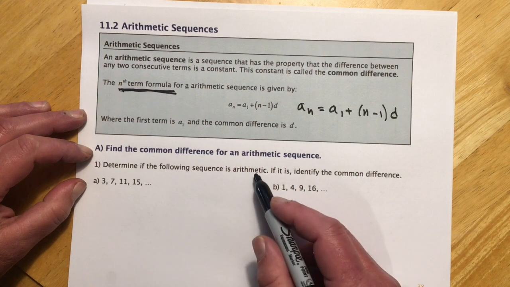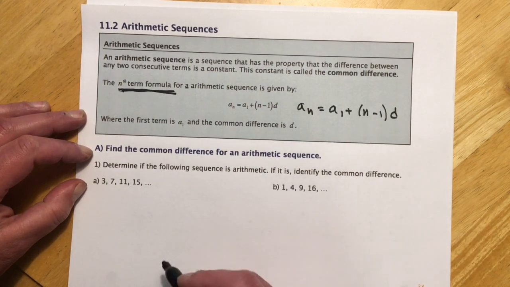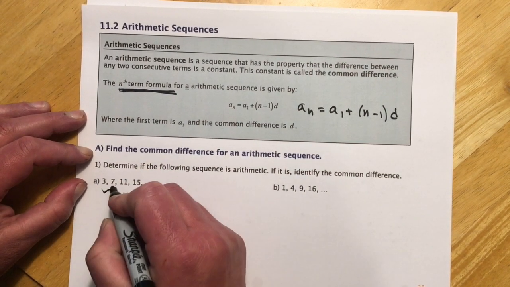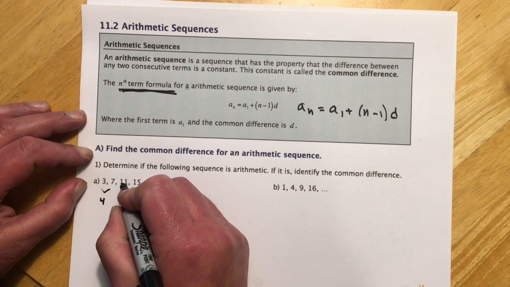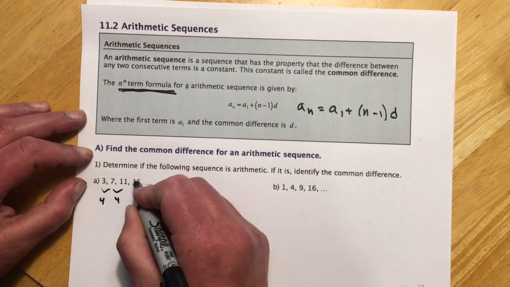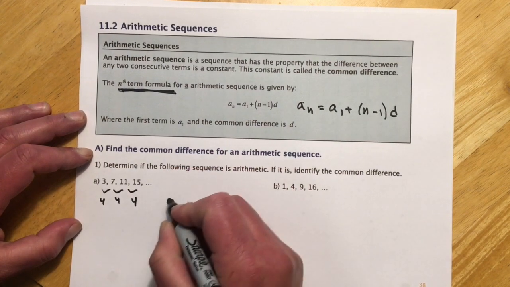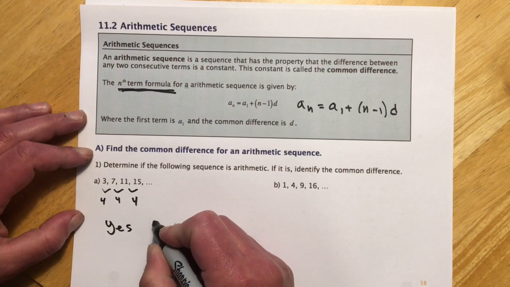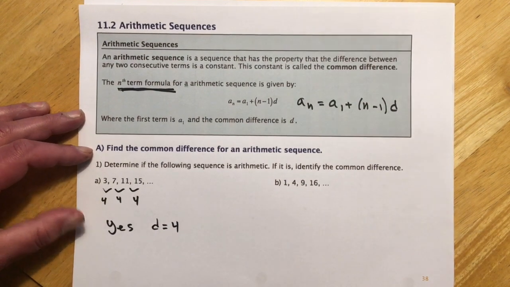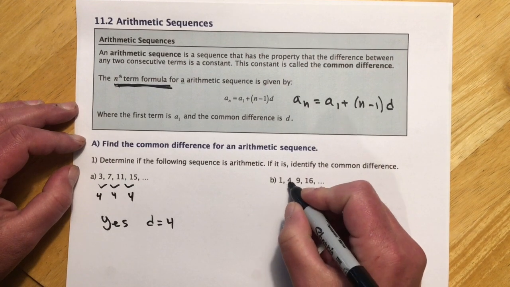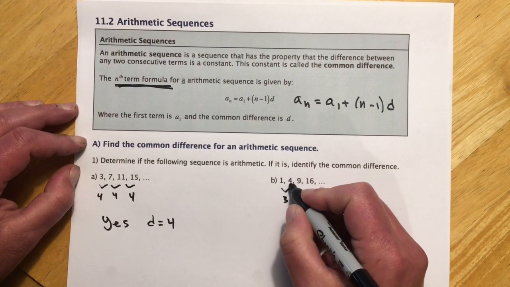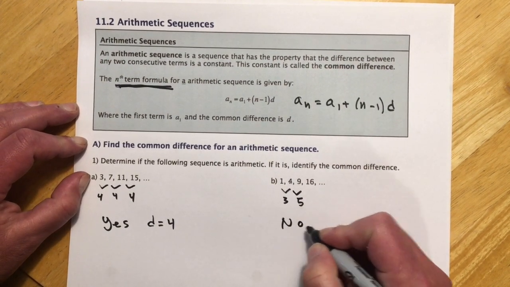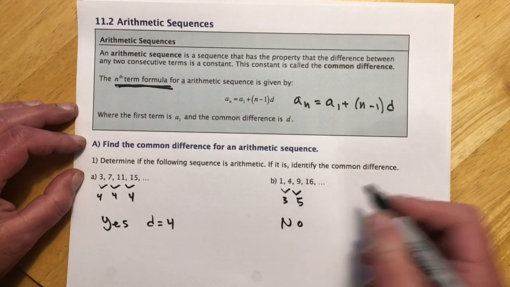Determine if the following sequence is arithmetic. If it is, identify the common difference. To find the common difference, I just start checking to see if it has a common difference. So 7 minus 3, that would be 4. 11 minus 7, that would be 4. 15 minus 11, that would be 4. So we would say, yes, it is arithmetic because it has a common difference, and that common difference is 4. Looking at this one, 4 minus 1 would be 3, 9 minus 4 would be 5, and right there, it's not going to have a common difference. So we would just say, no, it's not arithmetic.